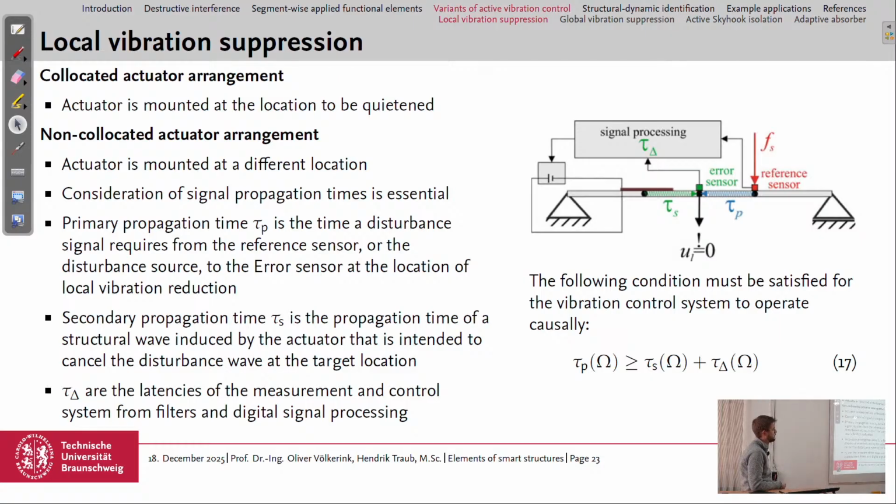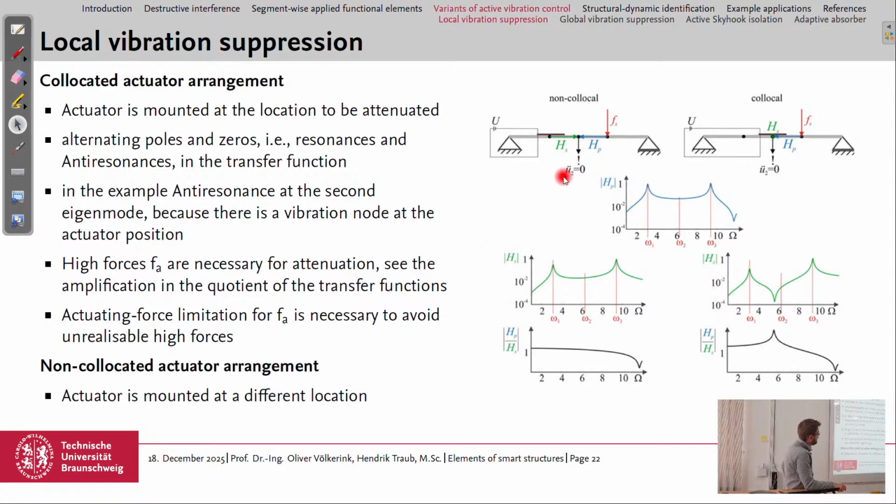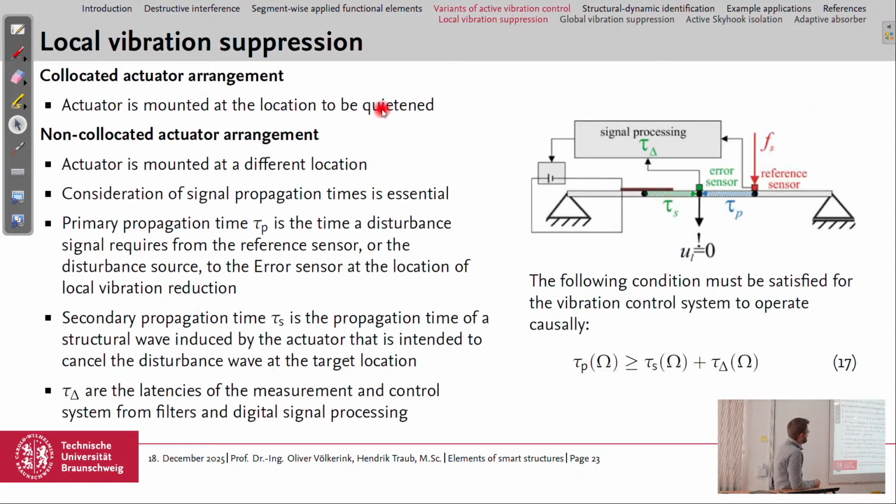This is the limit if we have the non-collocated actuator arrangement. So in the first case, our limitation is that we need really high forces for some frequency due to the anti-resonance. And in this arrangement, our limitation is the traveling time of the wave and the signal time, which limits the position of the actuator, or the in-plane position of the actuator.